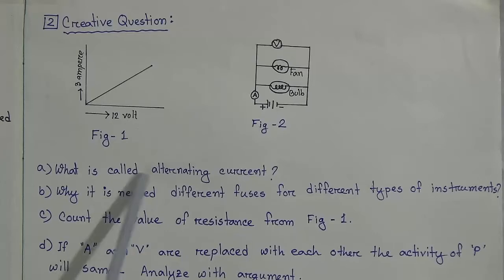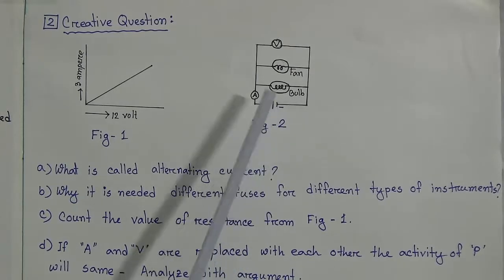And then A, what is called alternating current? B, why are different fuses needed for different types of instruments? C, count the value of resistance from figure 1. D, if A and V are replaced with each other, the activity of P will be the same. Analyze the argument. This question is related to figure 2. Now come to the answer.